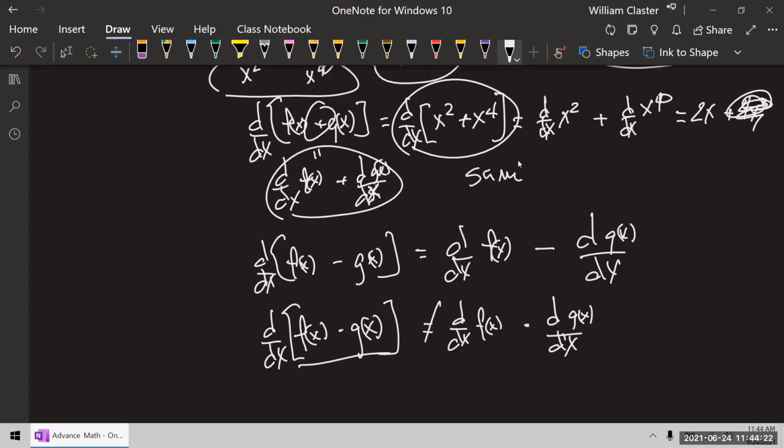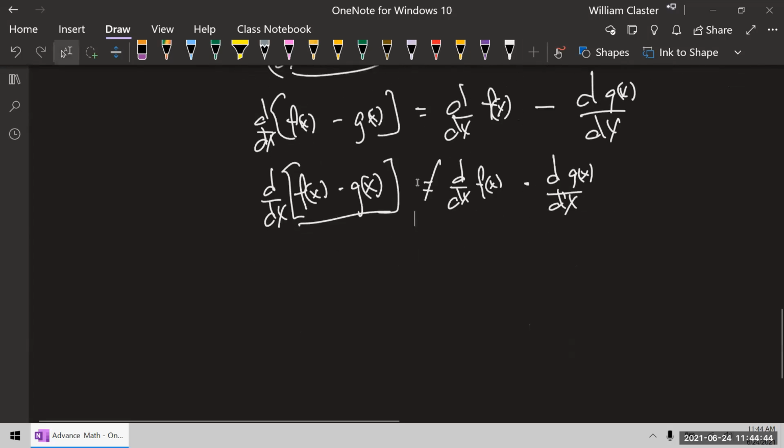This was so easy, right? The derivative of f plus g is just the derivative of the first one plus the derivative of the second one. This was equally as easy. The derivative of f minus g is the derivative of the first one minus the derivative of the second one. But this one is not so simple. It turns out to be different. Anyway, we don't care about it right now, what it is, because what we want to move on to is a different rule.